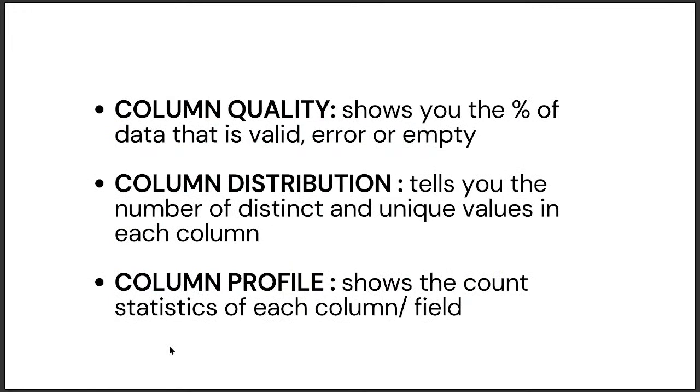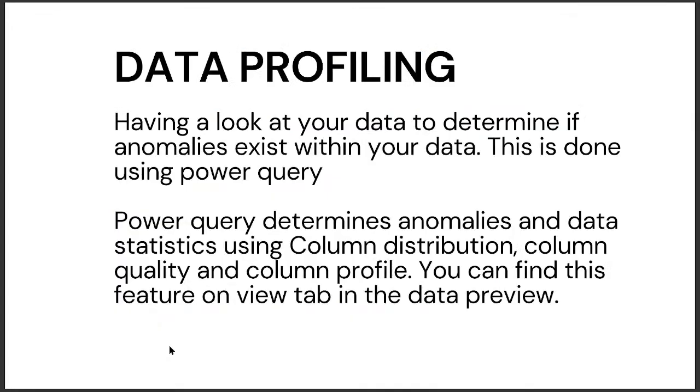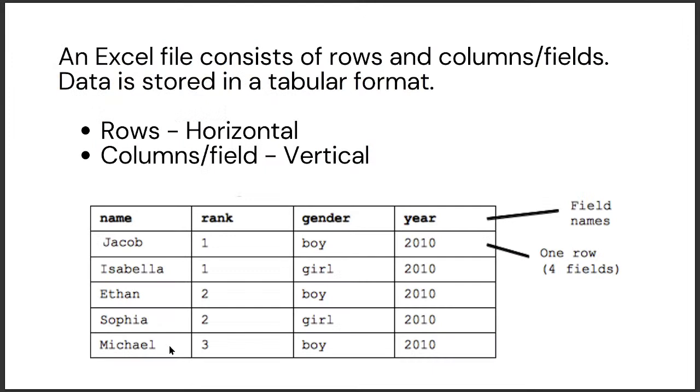So let's go a bit into the explanation of these features that are going to help you determine your anomalies and determine some statistics about your data. Let's talk about column quality first. Now, column quality shows you the percentage of data that is valid, error, or empty in a column. Because we're talking about column quality, let me get you straightened out now. It shows you the percentage of data that is valid. The percentage of data that is valid is, let's have a look at this table once again.